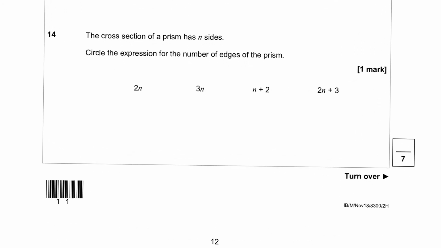Okay, so looking at question 14, it says the cross-section of a prism has n number of sides. So it says circle the expression for the number of edges of a prism. So of any prism, to work out the number of edges, it's always 3 times the number of sides. And so it's going to be 3n.